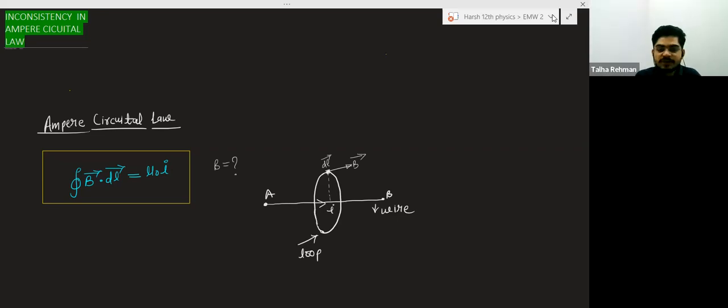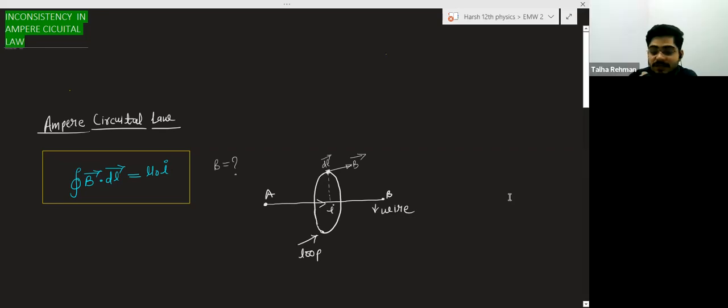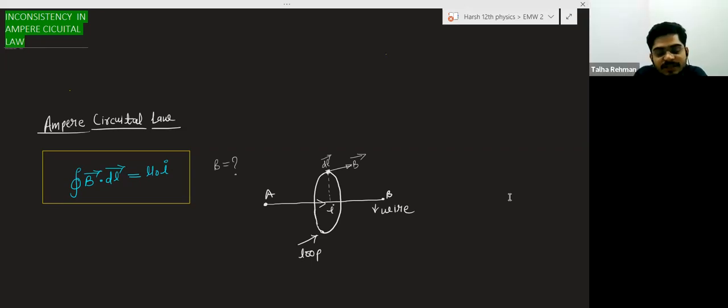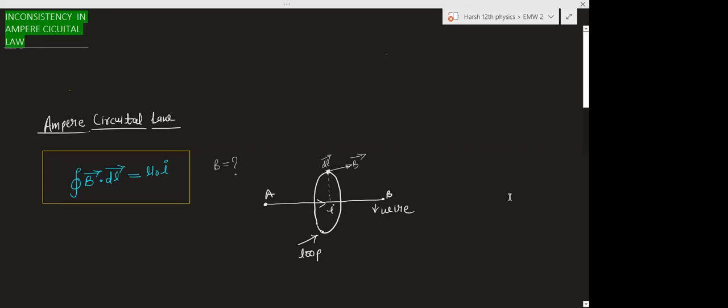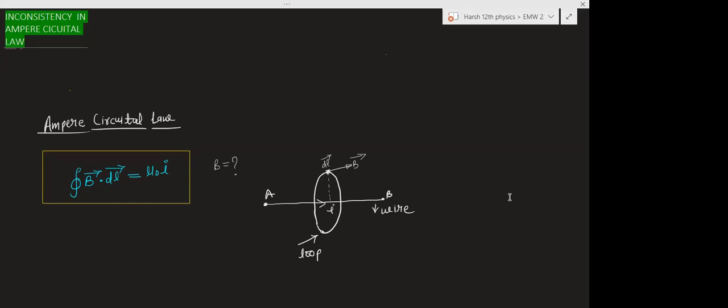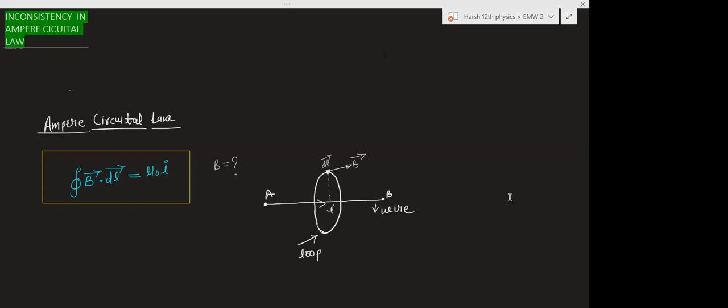Now Harsh, can you tell me what is the inconsistency in Ampere's circuital law? I'm just asking what is the inconsistency we pointed out in Ampere's circuital law. No, displacement current is not the inconsistency. The inconsistency is that when we apply Ampere's circuital law in between the plates of the capacitor, in a dielectric medium, there is no current. If no current, it gives zero magnetic field. But there is a magnetic field. If you put a plate in between the parallel plates, there will be current and a magnetic field will be there.